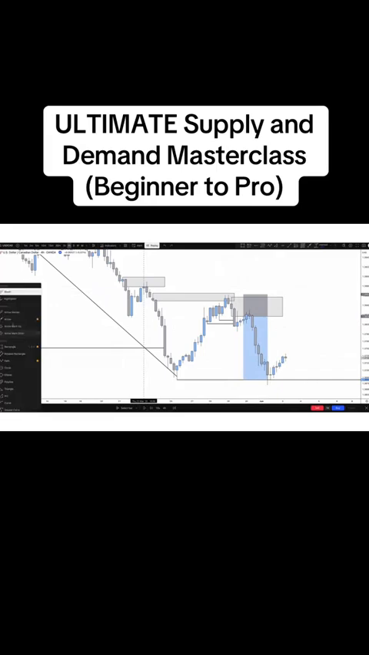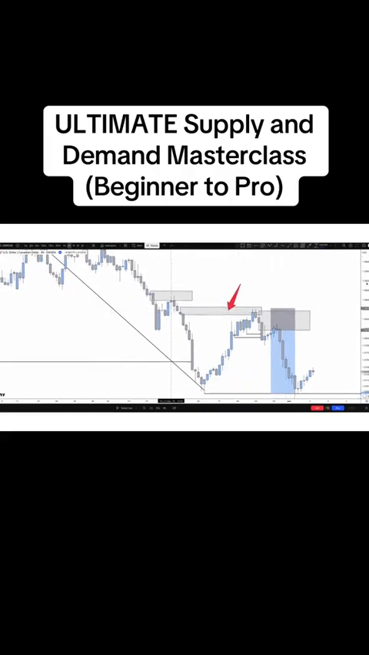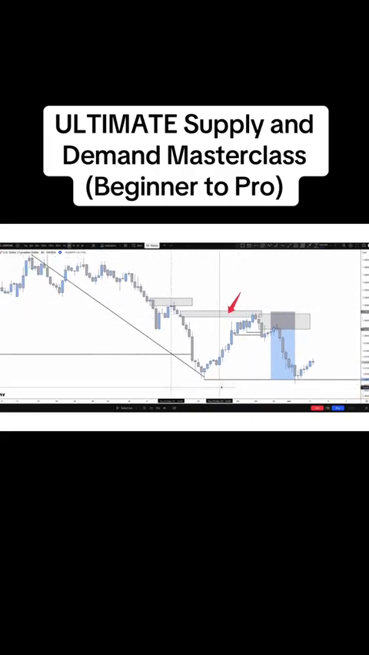So in a general market scenario, you want to focus primarily on the extreme zone, which is going to be the last imbalance candle in this leg of price action. For this scenario, it's this one here.